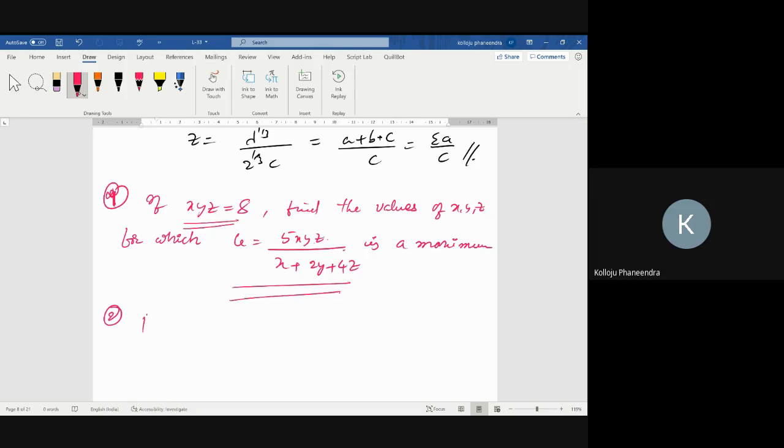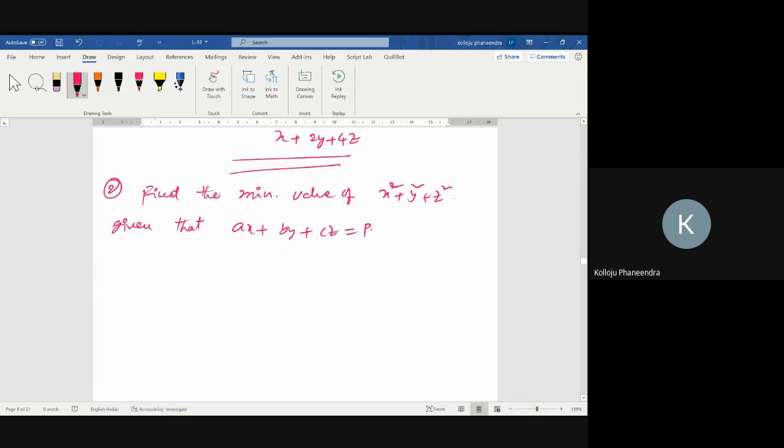Find the minimum value of x square plus y square plus z square, given that ax plus by plus cz equal to p. Okay, next one.